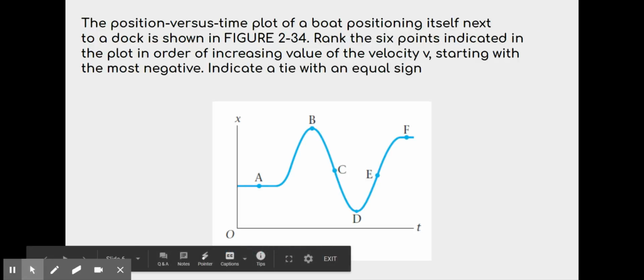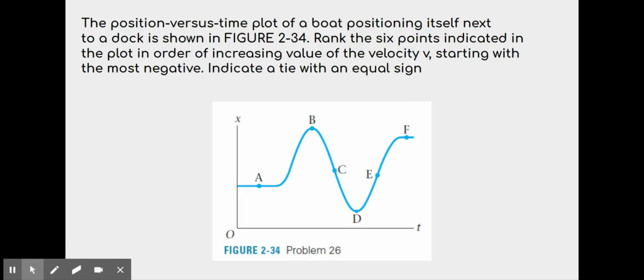Next problem. And in this one, we're not going to have to do any math. We're just going to be analyzing a graph. So this is a position versus time graph. And we're looking at this generally. We're going to rank the 6 points, so A, B, C, D, E, and F, and we want to rank them in order of increasing value. So we don't need specific numbers. We're just looking at negative versus positive versus 0.